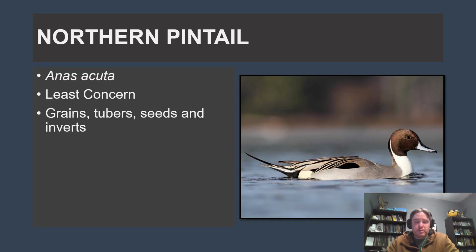The northern pintail is an absolutely fantastic duck. Anas acuta is a species of least concern that feeds on grains, tubers, seeds, and some invertebrates. And it's called the pintail because in the male here, if we take a look, you'll see these longer feathers that stick out really, really far in the tail. That's the pintail.